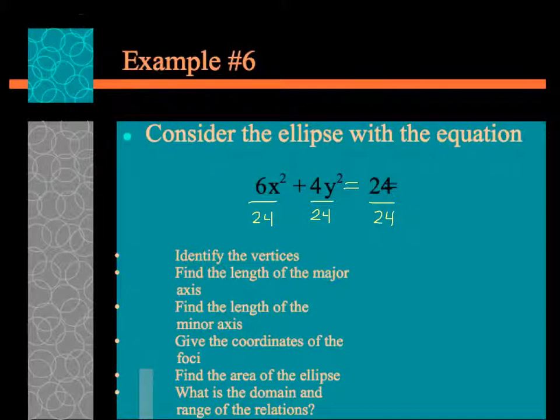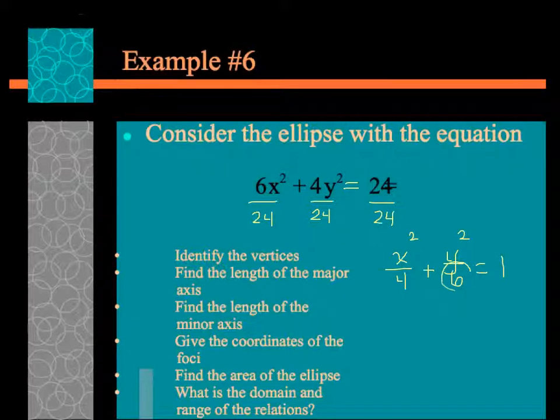So if you just type 6 divided by 24 in your calculator, and then do your math frac key after hitting enter, you'll get 1/4. So this is x squared over 4. If you do the same thing with your y squared, take 4 divided by 24, enter, and do math frac, that's 1/6. So this is y squared over 6. And now it equals 1, so it's in a form we recognize. And then we can go about finding the vertices, the major axis, the minor axis, and so on, just like we did in the previous example.